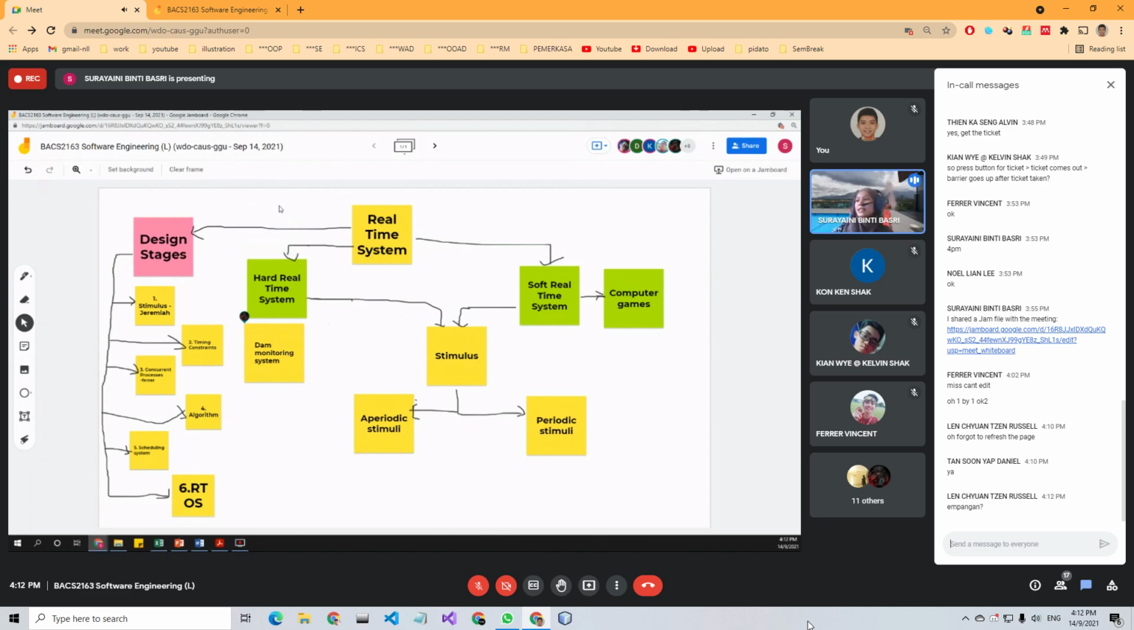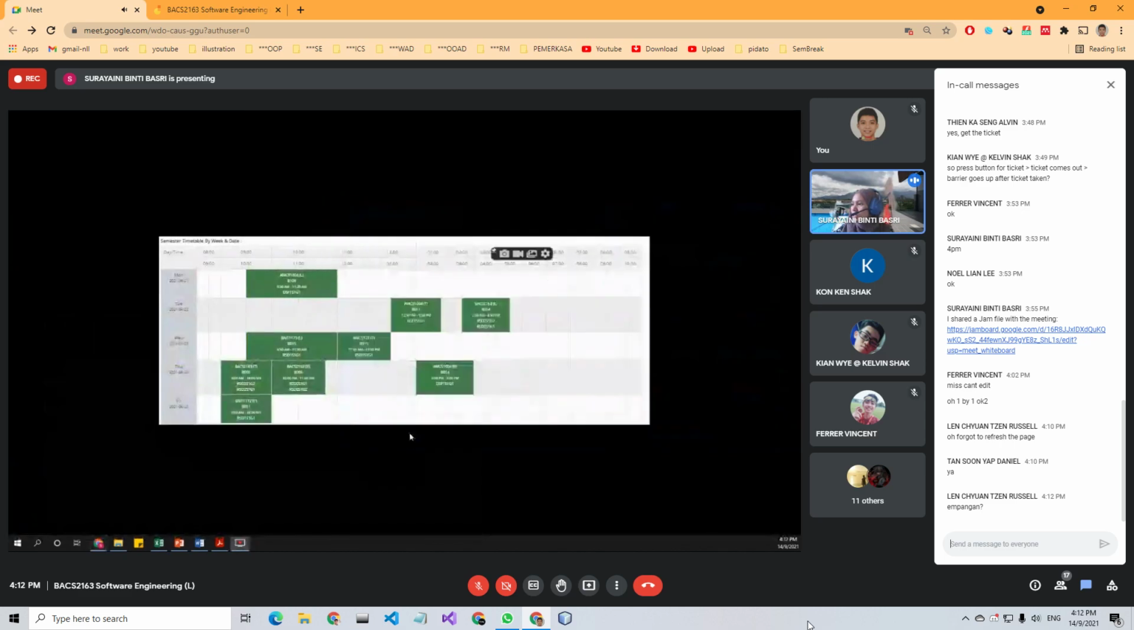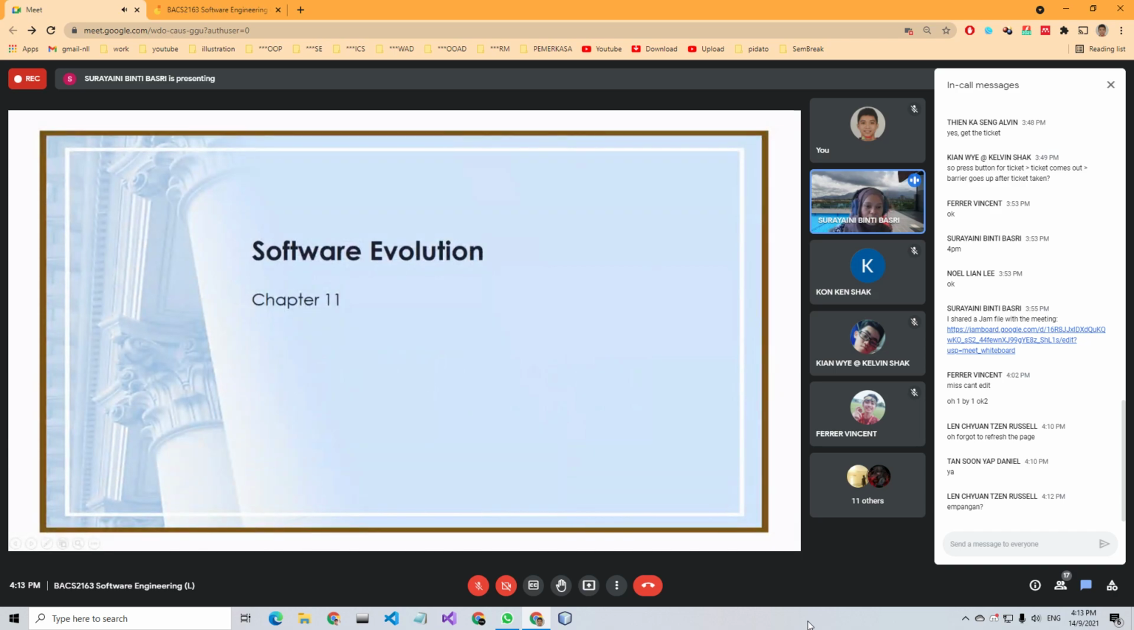Daniel and Russell. Okay, so these are the summary of what we have learned in real-time system. So we proceed to the software evolution. Okay, software evolution. We have about 17 minutes more to cover this.